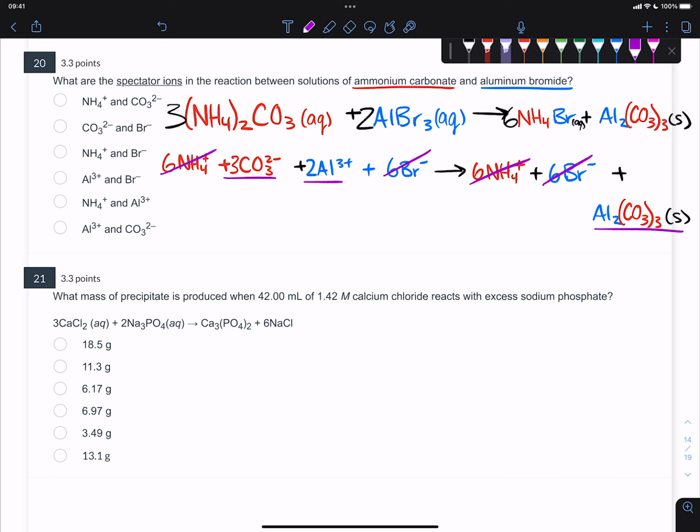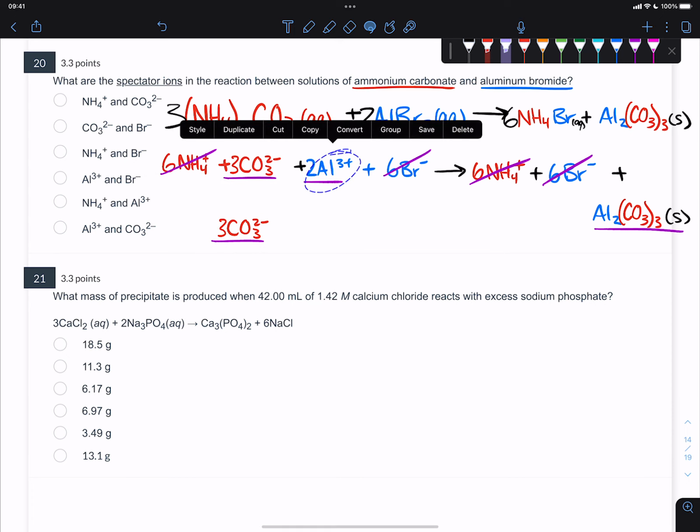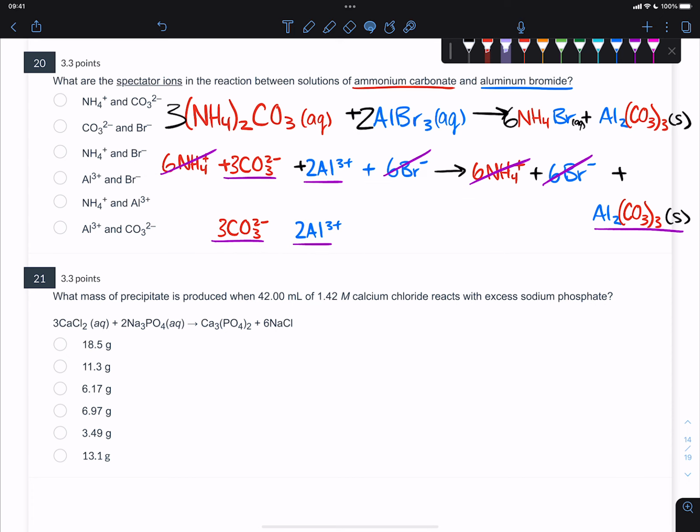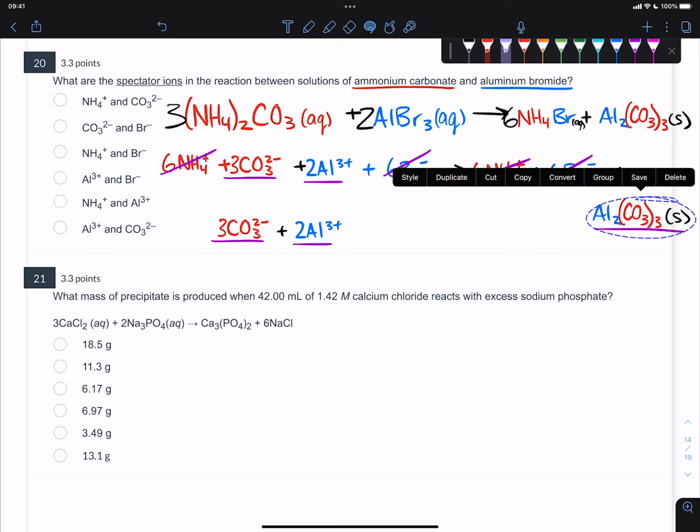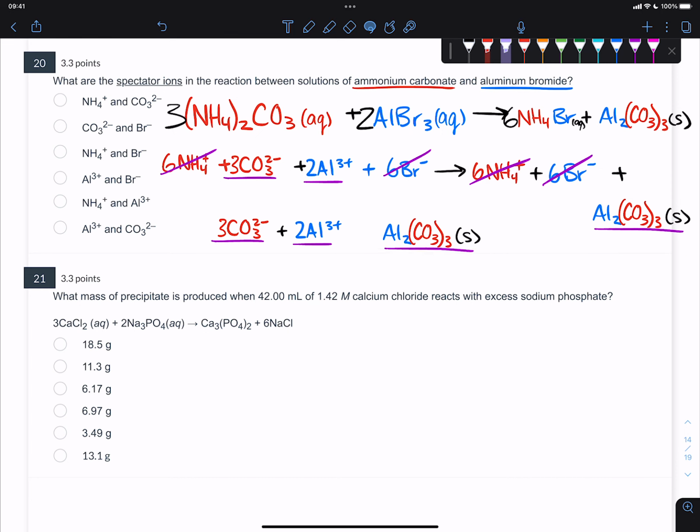So our net ionic equation is going to look like this. We have carbonate and aluminum. Does not matter the order really. So we have these 2 things, creating our precipitate. So what is missing? Or in other words, what did I cross out? Ammonium is going to be a spectator along with the bromide because they did not participate in the formation of the precipitate.